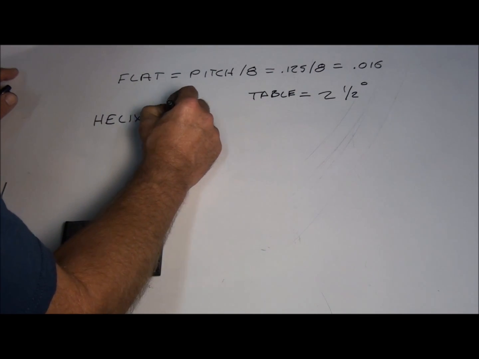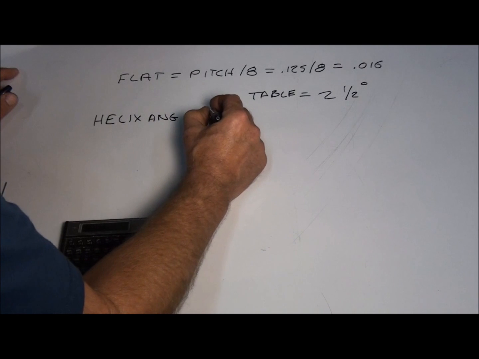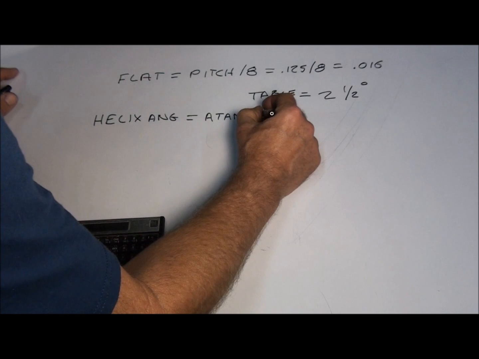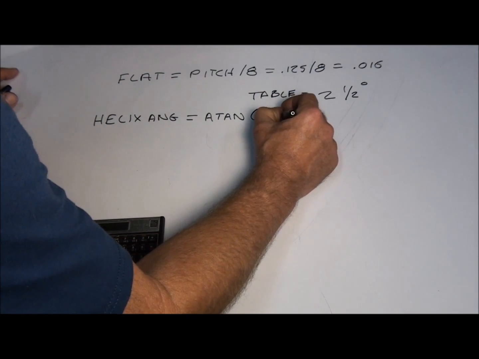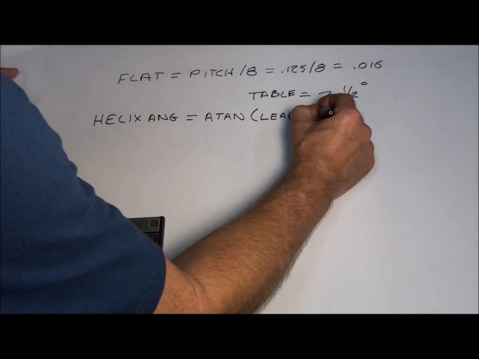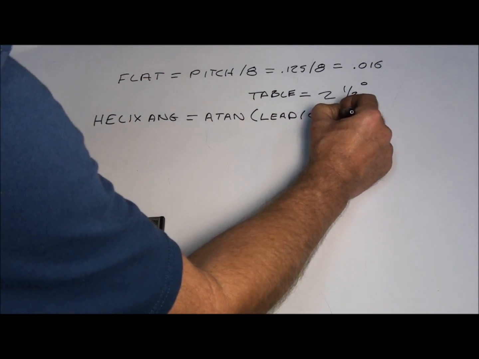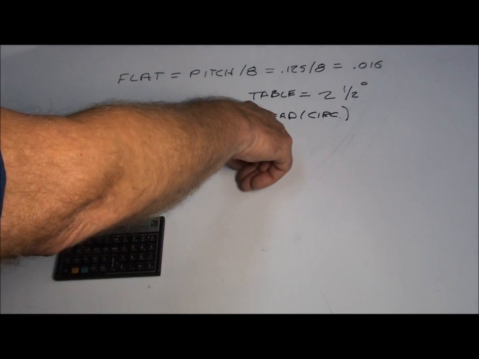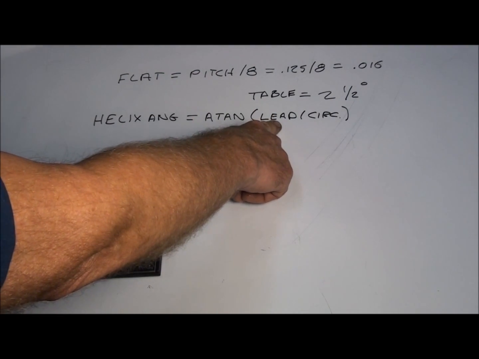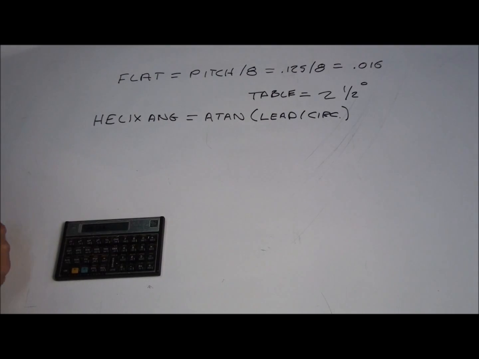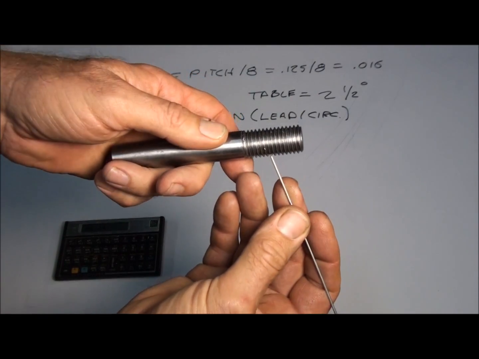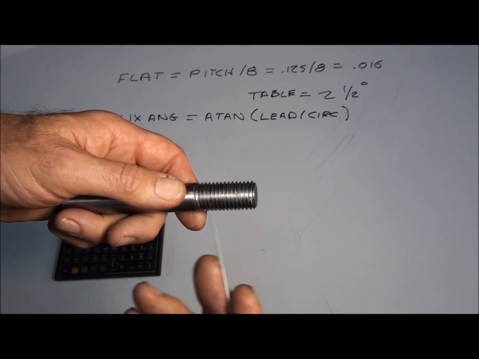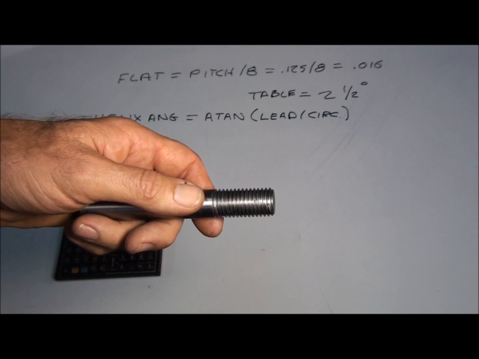Okay, well, the helix angle is equal to the arc tangent of the lead of the thread divided by the circumference of the thread. Alright, lead. There's a new term. What is lead? Well, let's look at our thread again. If you were to put a nut on a thread like this and rotate the nut 1 revolution, the lead would be the distance that nut moves in 1 revolution.